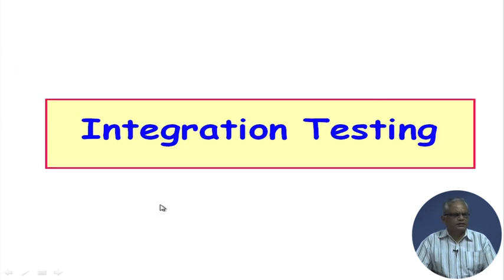Now, let us look at integration testing. So far, we have been looking at unit testing, both black box and white box testing, where we test a program unit. A program unit is typically a function. It can be a module also. Now, assuming that we have tested our functions and modules, let us see how we carry out integration testing. At the start of our discussion, we had said why we need to do unit testing, then integration testing, and then system testing. We had said that these help us to effectively debug any problems.